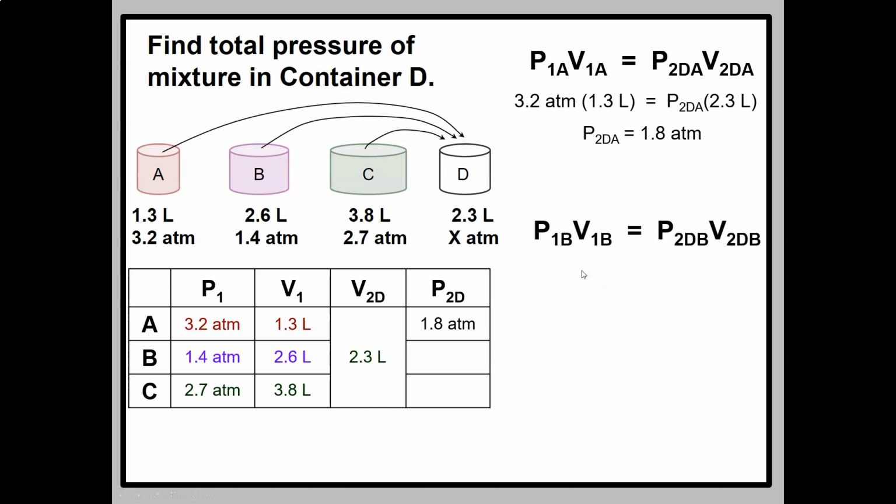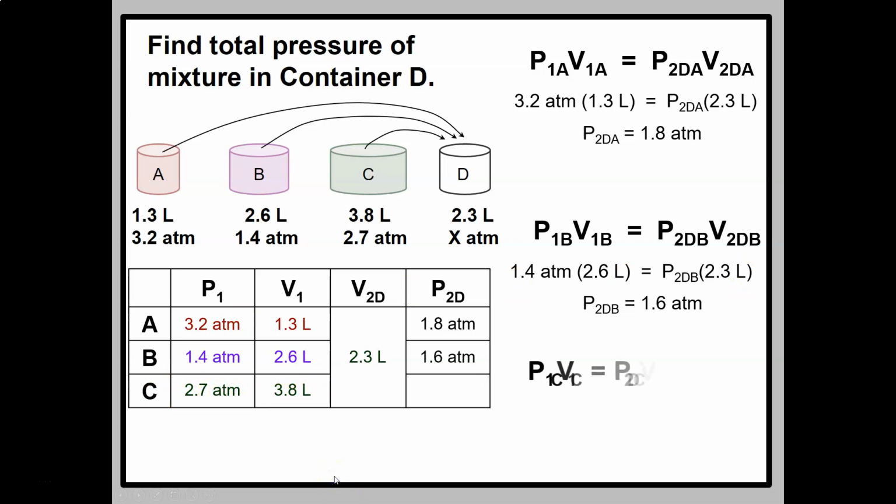Next Boyle's law calculation for gas B, 1.4 times 2.6 is whatever our pressure is times our new volume. This makes sense. Our volume went down, so our pressure goes up. One more Boyle's calculation, this time for gas C.